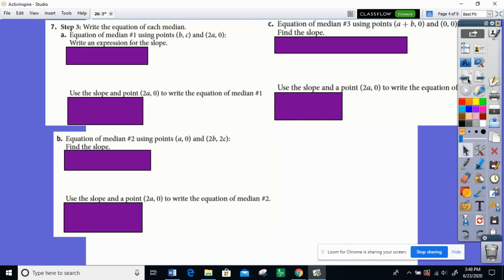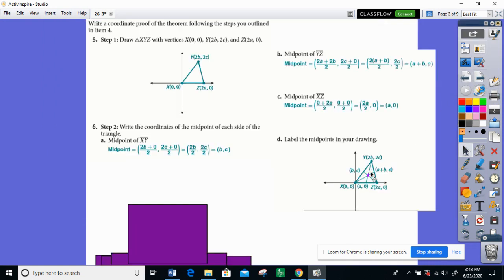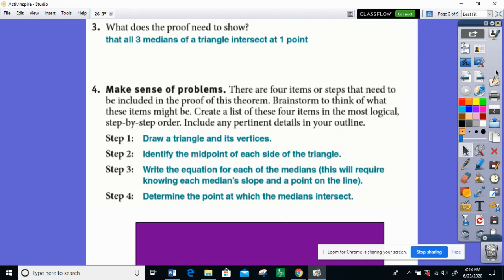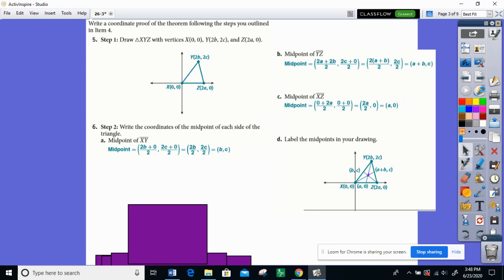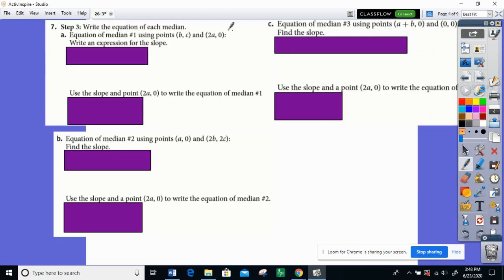First, we're going to write the equation of median number 1 using the points B, C, and 2A, comma 0. That would be the equation for this median right here. I'm going to put that one in purple. So our expression for the slope is going to be found using the slope formula. We've got y2 minus y1 divided by x2 minus x1.